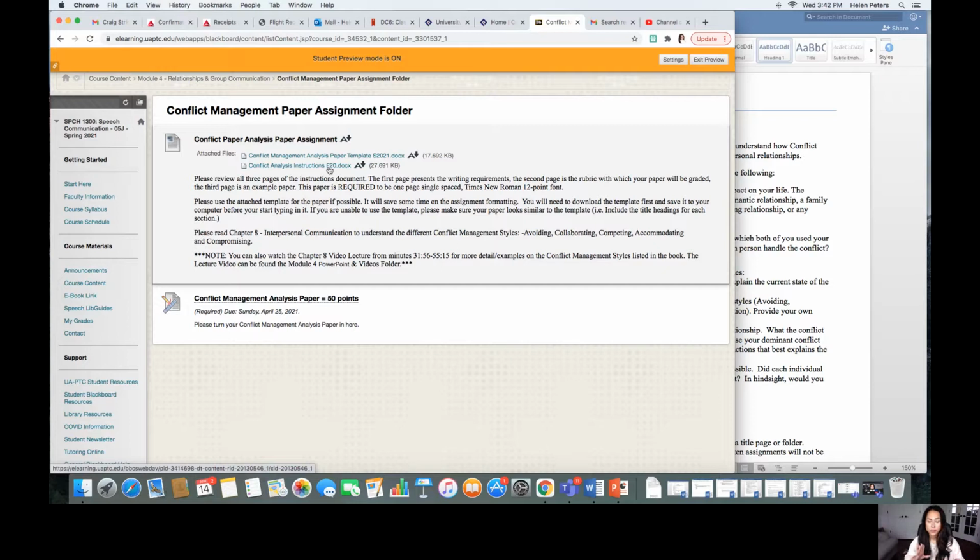What you'll be writing this paper on is conflict management style. You'll be talking about a particular relationship that you have. It can be platonic, it can be a family relationship, friendship, it can be romantic, it doesn't matter. Basically you're going to talk about a conflict that arose in the relationship and how you handled it, either good or bad. But you're going to need to specifically talk about your conflict management style, and the conflict management style of the person who was in the conflict with you.